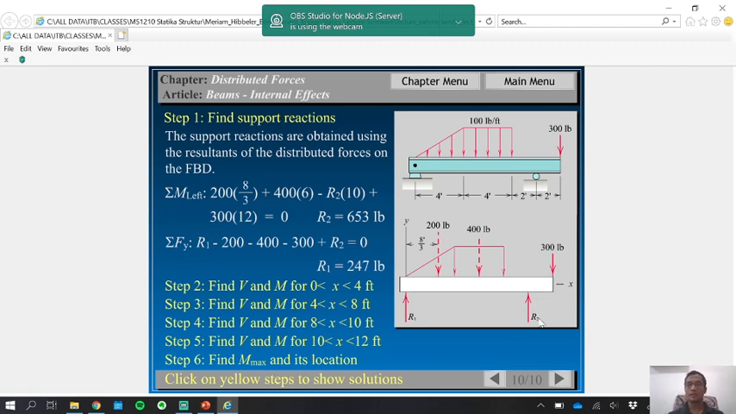That's after we calculate using sigma fx, sigma fy, and sigma moment. Okay, then using this free body diagram, try to see the continuous equations that we can create from this. How many continuous equations can represent the whole distribution?